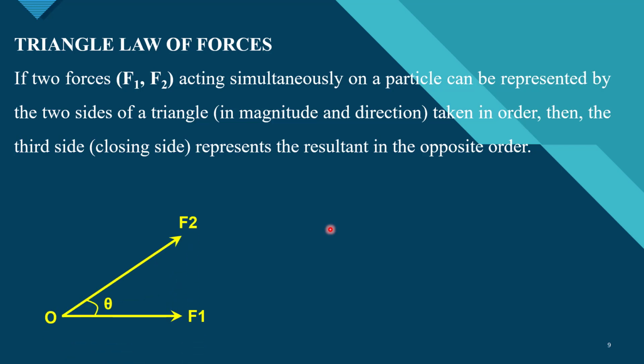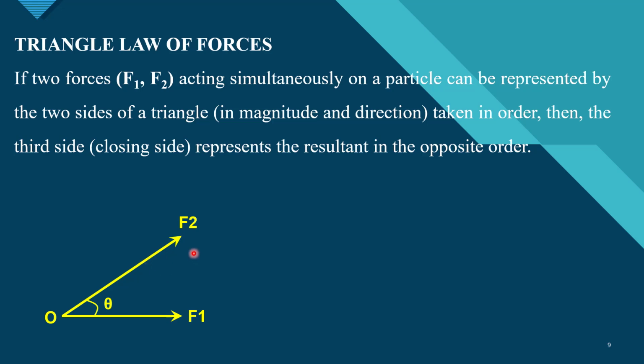Now in the figure, two forces are acting at point O. The angle between the two forces is given as theta. Now how will you find out the magnitude of the resultant force? The first thing is we need to represent these two forces by two sides of a triangle.